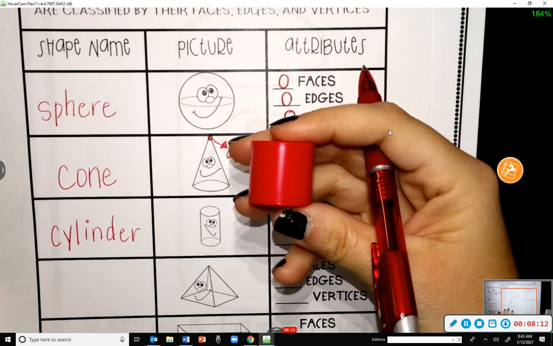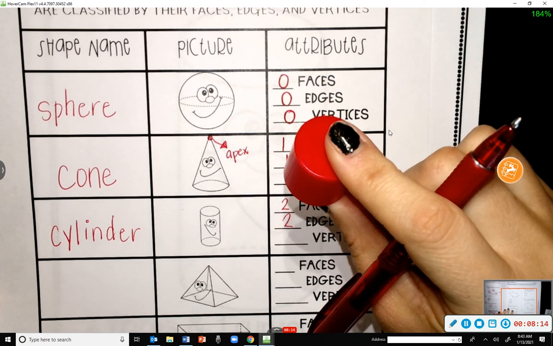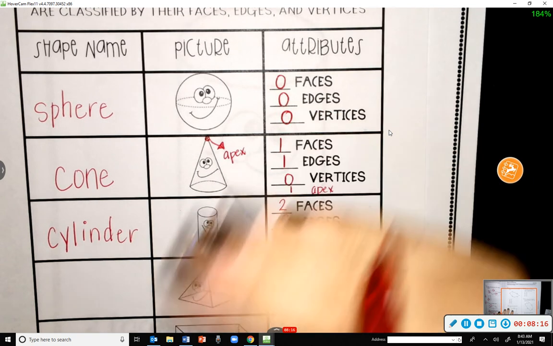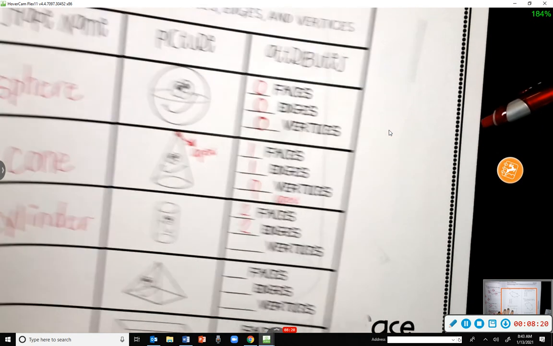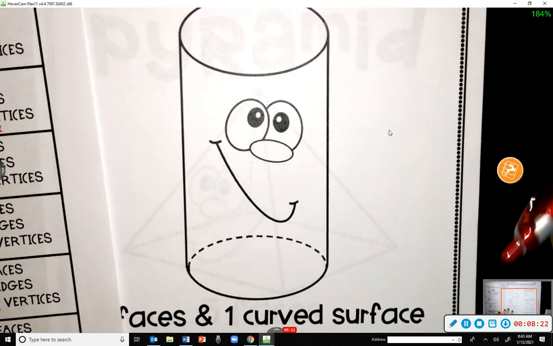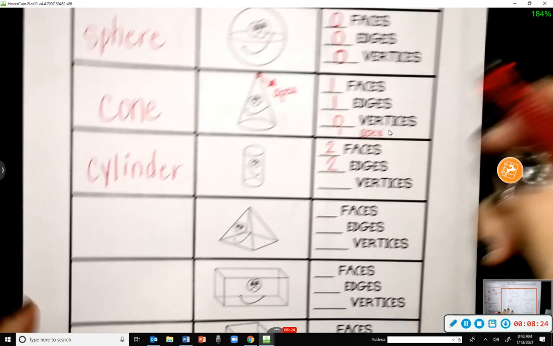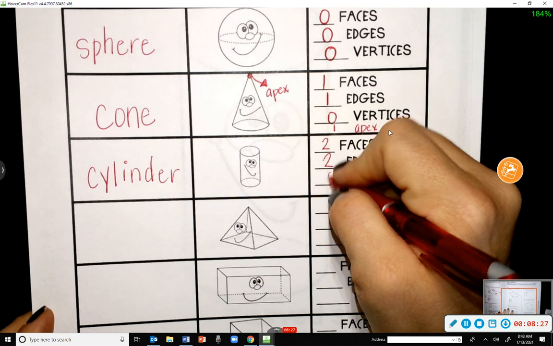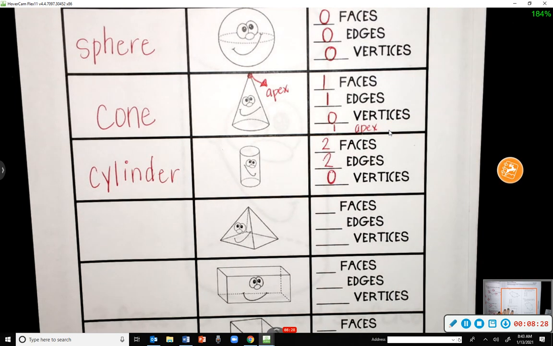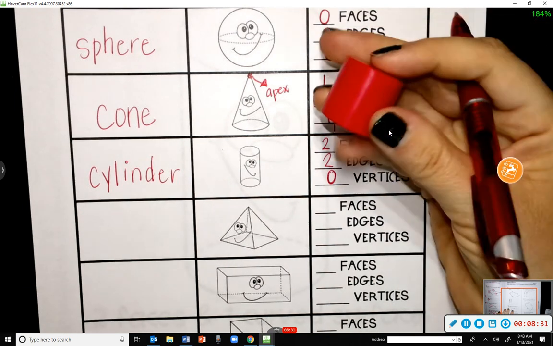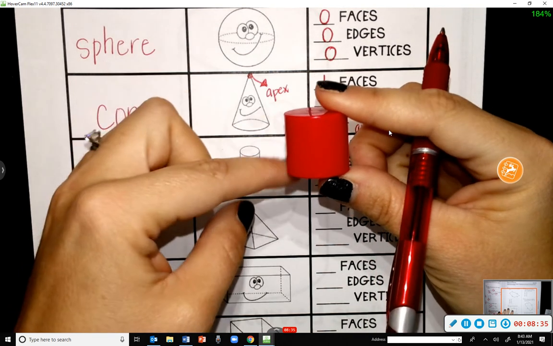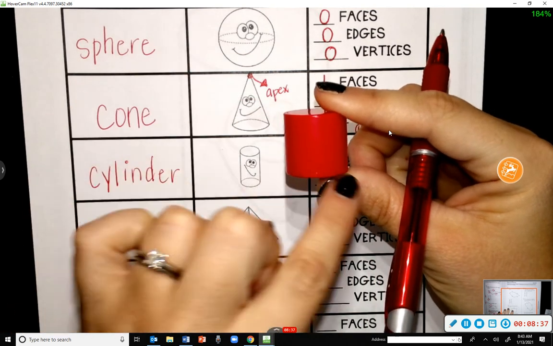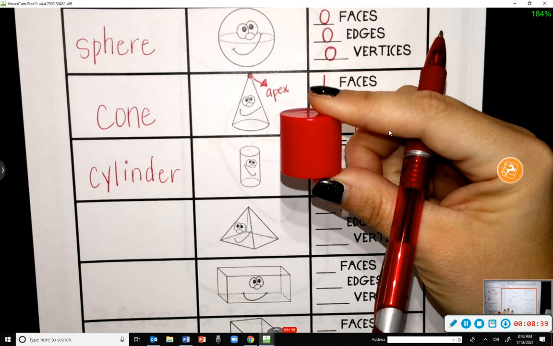Vertices. Remember, vertices is the corners where edges meet. Okay, do we see any edges that meet to form a corner? No. So 0 vertices. Okay, so there's your cylinder. 2 faces, the top and bottom, 2 edges here and here, 0 vertices.